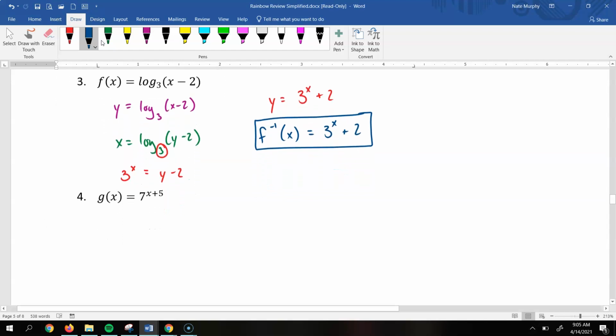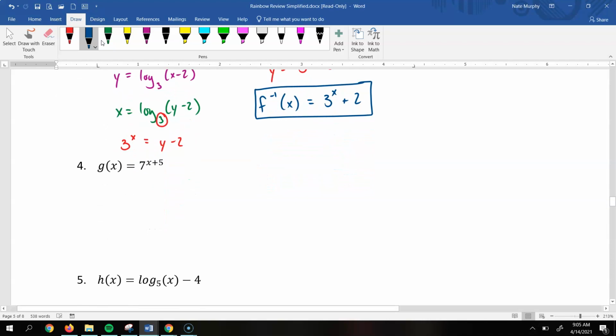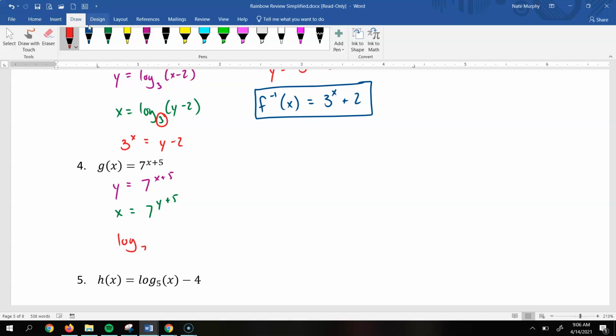All right, let's look at number 4. This is an exponential function. To find the inverse of this one, we're going to follow the same process. The first step is we're going to change this to an equation. The next step, we're going to change the y to an x and the x to a y. Then the next step is to change the form it's in, because right now it's an exponential equation. I can't do anything more with it, so I need to change it to a logarithm function. It would be log, our base would be 7, our value would be x, and that's going to equal our exponent, which is y plus 5.